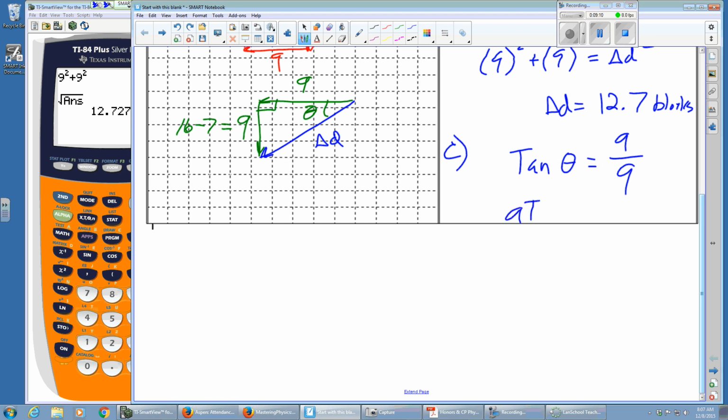So arctan of both sides gives me arctan of 9 over 9 equals theta. And theta will equal 45.0 degrees in my case. All right.